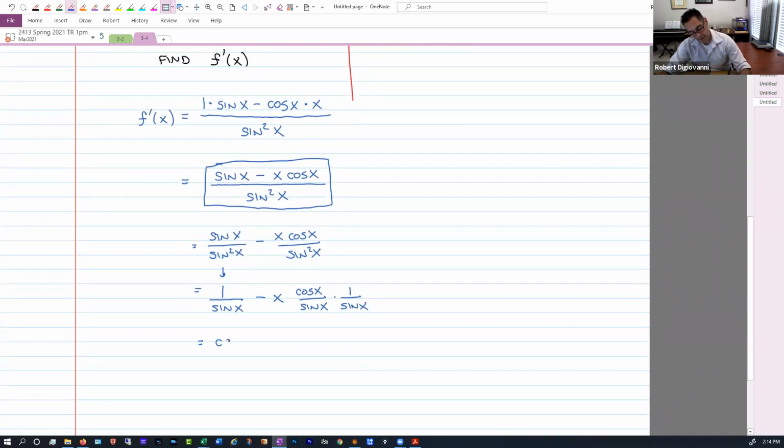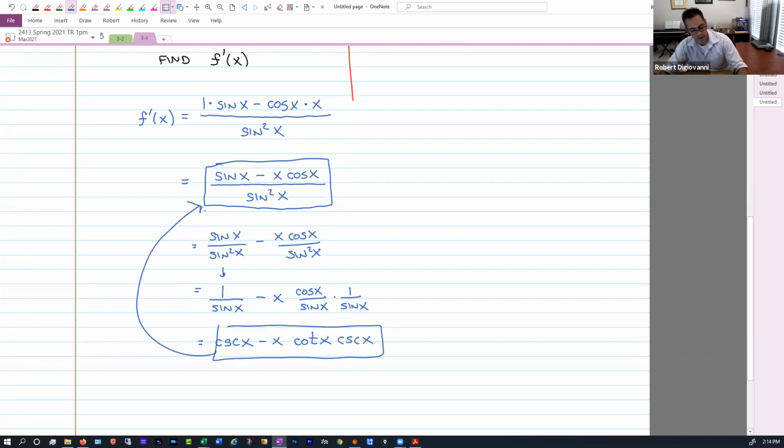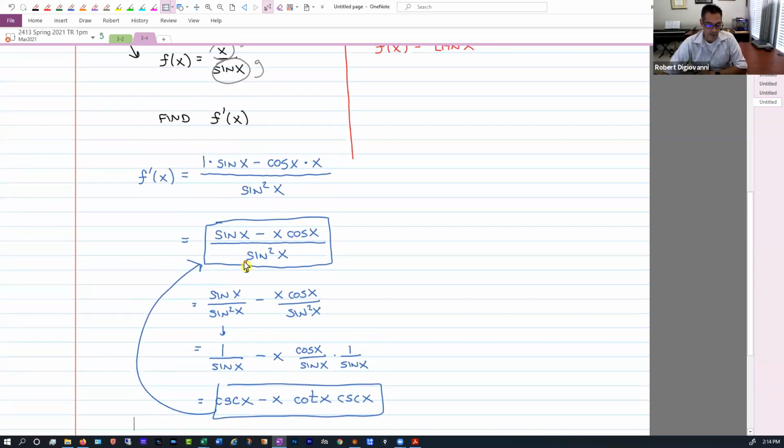And then I could rewrite this as cosecant x, because that's what 1 over sine means, minus x times cosine x over sine x, which from pre-cal is cotangent x, and then 1 over sine is cosecant again. So that would be another way to write that answer. Because I was wanting to break it down just like that, and I was like, is that legal? Yeah, you're allowed to. Now, I'm okay with this answer for now, because where we're headed with this, we're going to be setting this equal to 0. So it's easier to work with this than this.